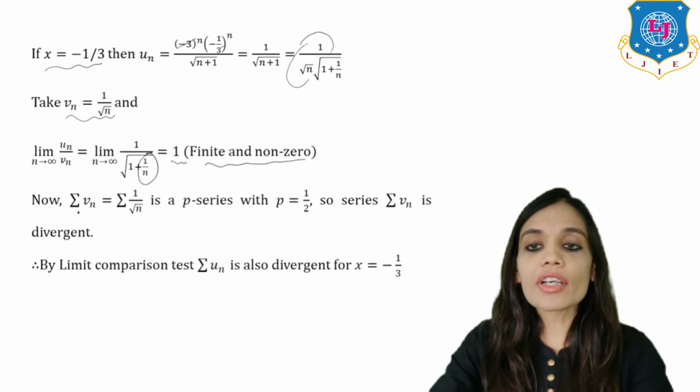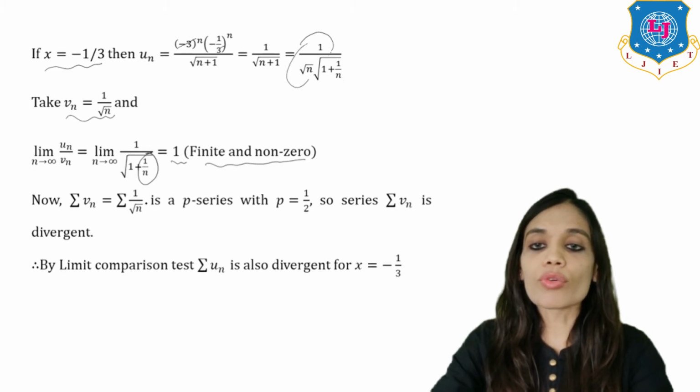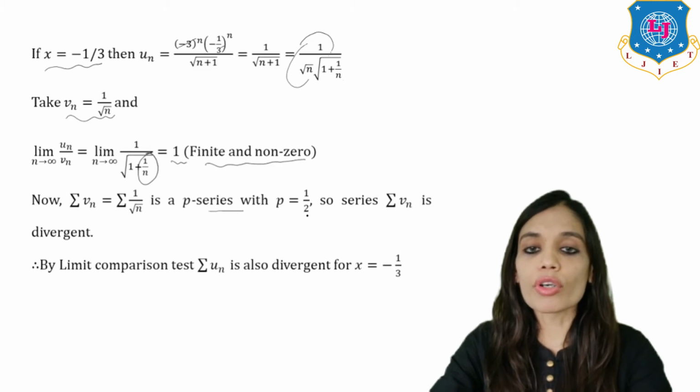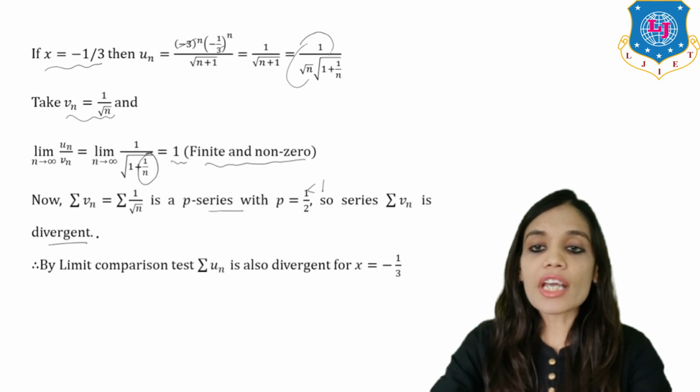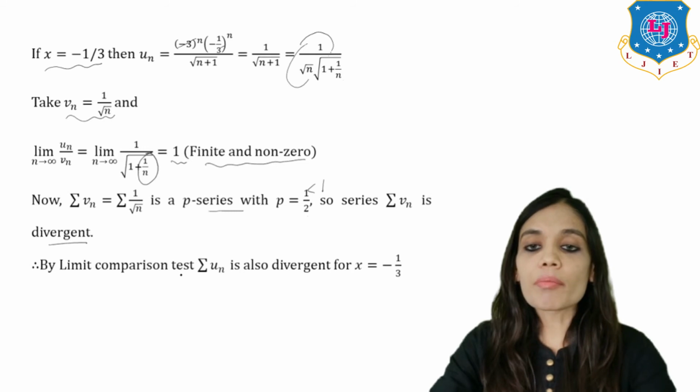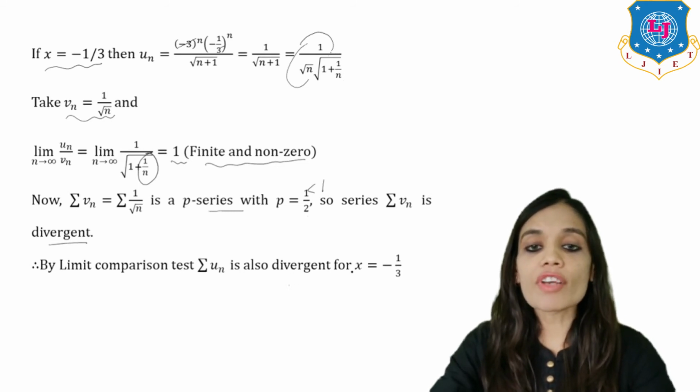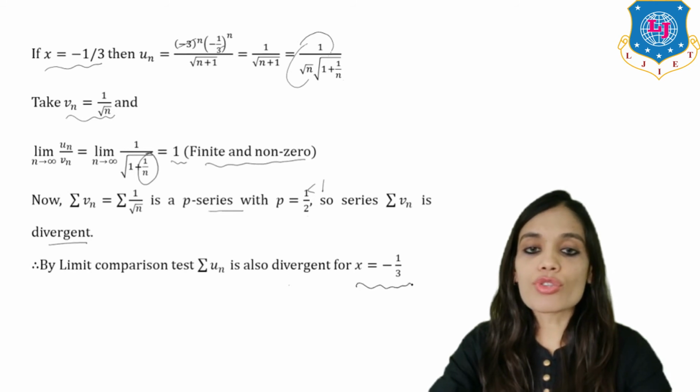Now let us study our series vn. That is equal to series 1 upon square root n, which is a p series with p equal to 1 upon 2, which is less than 1. So our series is divergent, right? By which test? P series test. And therefore, by limit comparison test, our series un is also divergent. For which value of x? x equal to minus 1 upon 3.